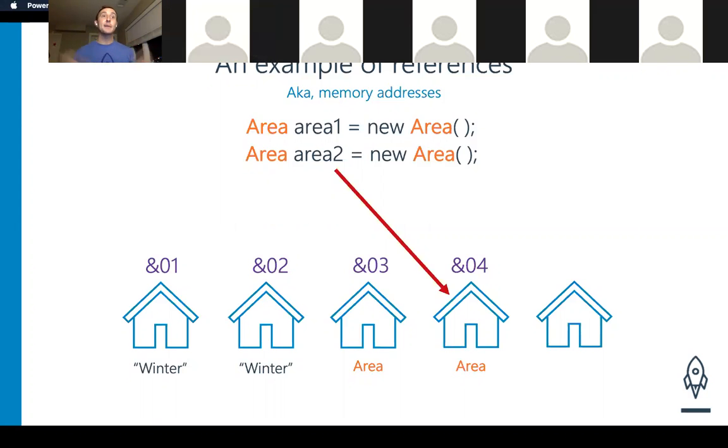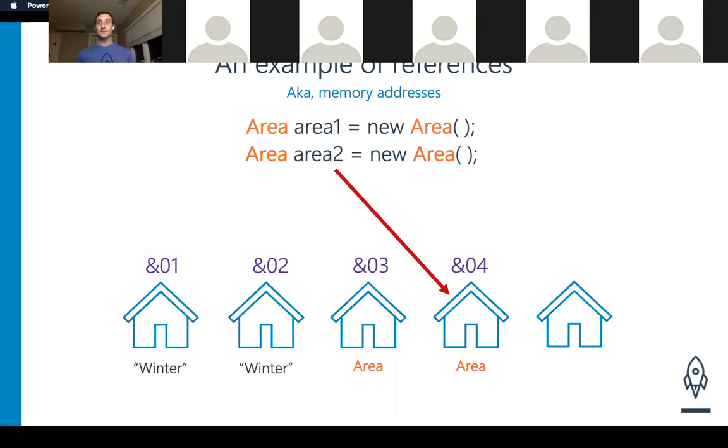Primitives point to the same exact memory address of that value. So if I have an int A and an int B, both equal to 7, they will point to the same house because they're primitives. That's kind of the weird thing about primitives. That's why we can use those double equals. So primitives, if they're the same value and the same type, will point to the same memory location.